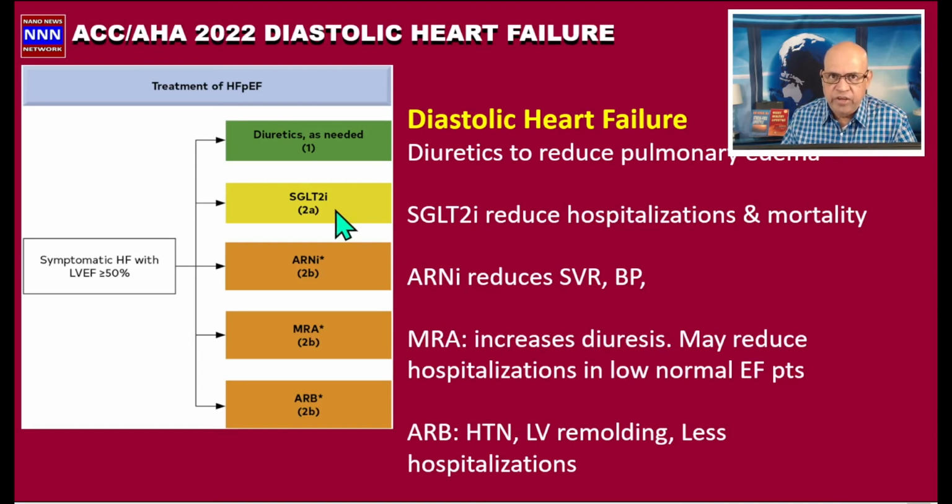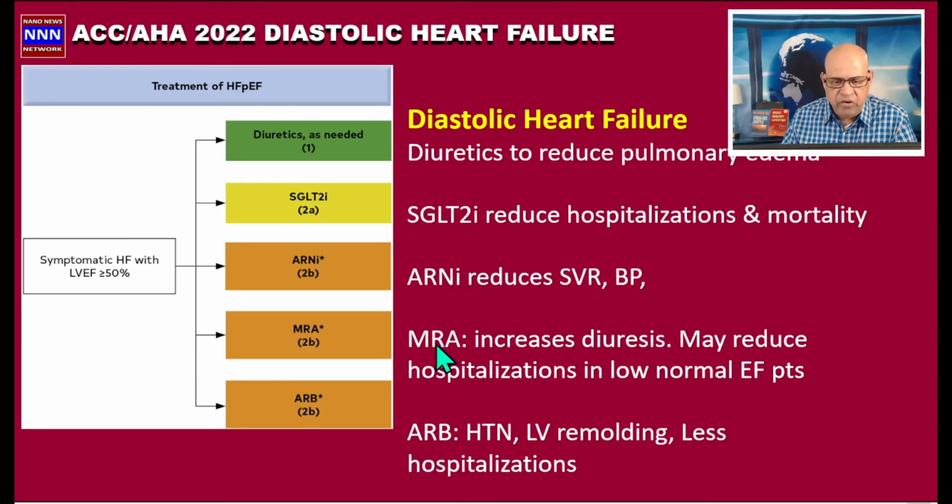a 2A indication. But if you look at all the other medications which were tried in patients with diastolic dysfunction, with hypertension or without hypertension, they all had mixed results. That means the results were not totally in favor of patients with diastolic dysfunction. ARNIs reduced stroke volume and blood pressure, and in a later slide I will show you the results of the studies that looked at ARNIs in the management of patients with diastolic dysfunction.